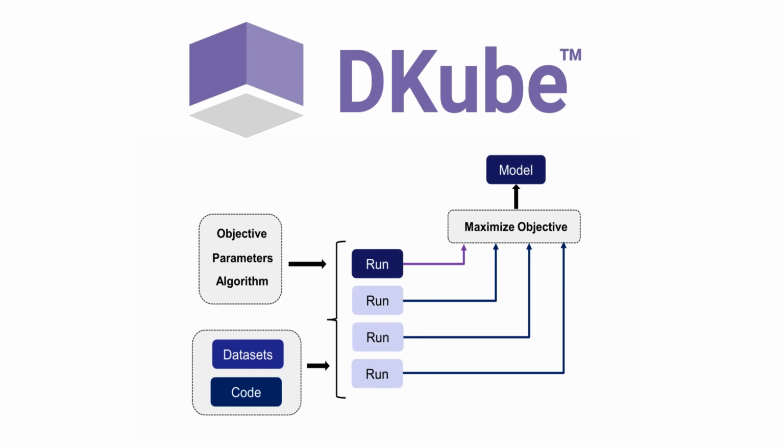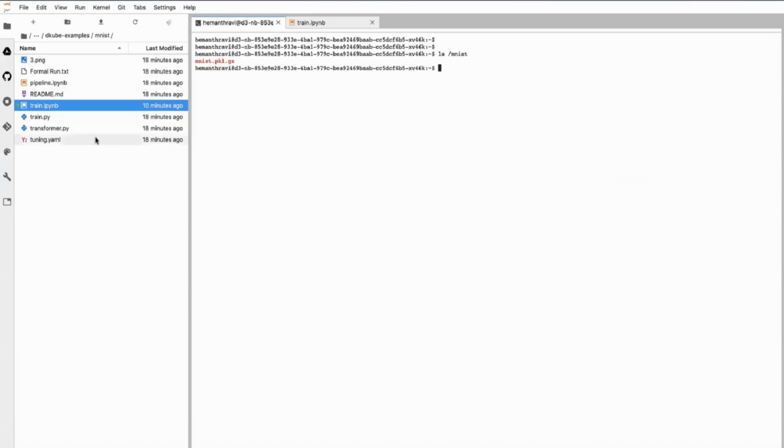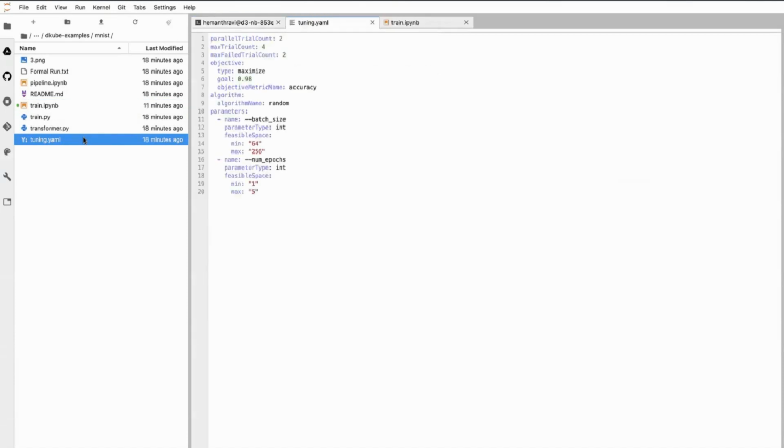The next part I want to show is the hyperparameter tuning aspect of it. We use Katib, which is part of Kubeflow, for the hyperparameter tuning. Katib specifies a format for the tuning files. An example tuning file is here in this repo. It defines various parameters such as the search space, number of trials, and so on.